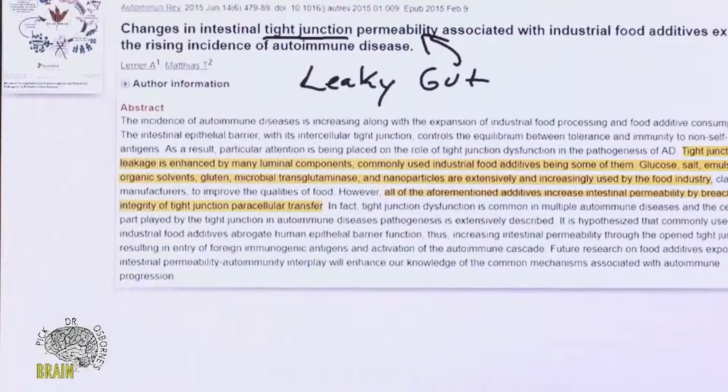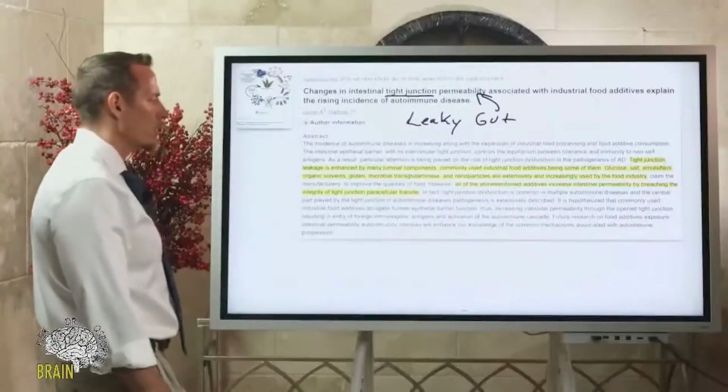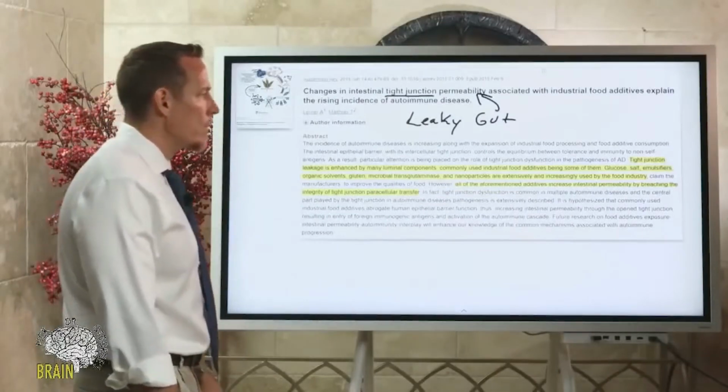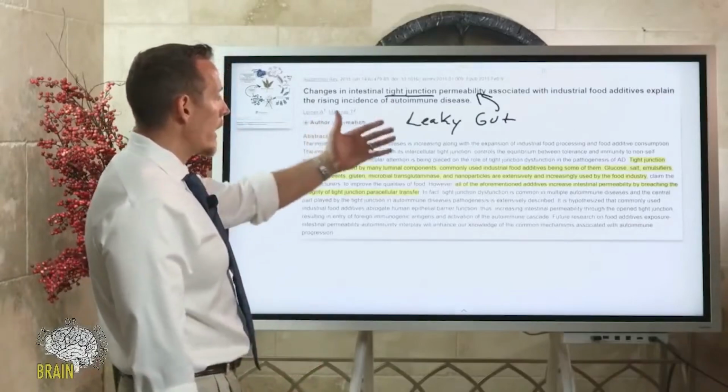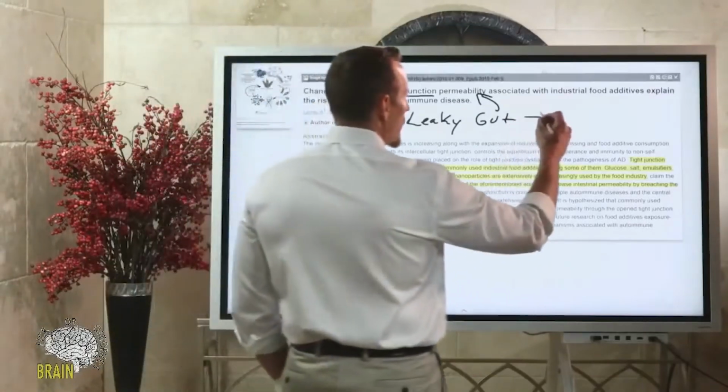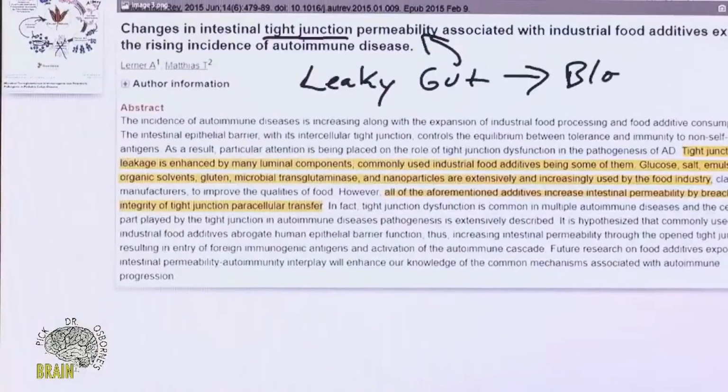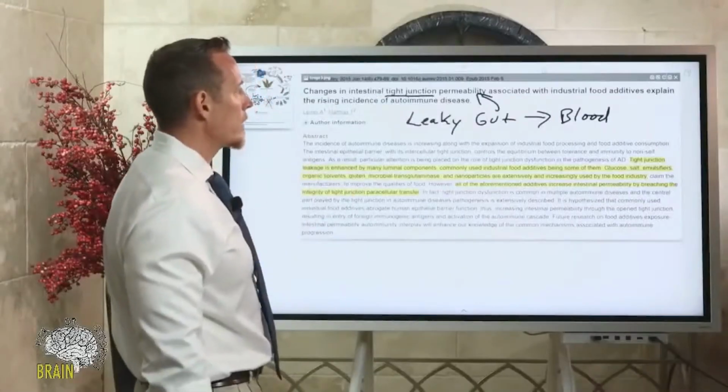All of the aforementioned additives increase intestinal permeability by breaching the integrity of tight junction paracellular transfer. In essence, what they do is they break a hole into your gut lining and they allow what's in your gut to leak into your bloodstream. So these additives are a problem, not just meat glue, but other additives as well.